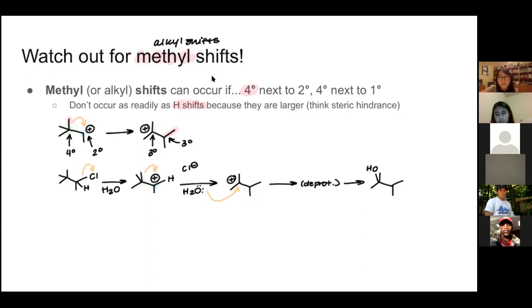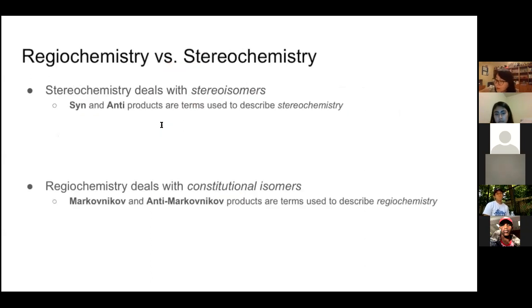Anyone have any questions? Okay, so the last thing we're going to go over real quick is regiochemistry versus stereochemistry. So as you can probably imagine, stereochemistry deals with stereoisomers. And so when we use words like syn and anti, that's describing stereochemistry.